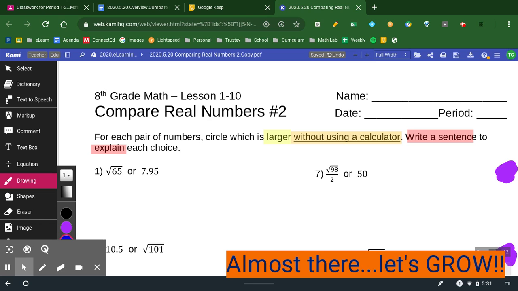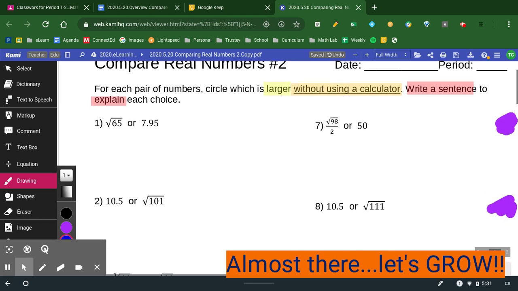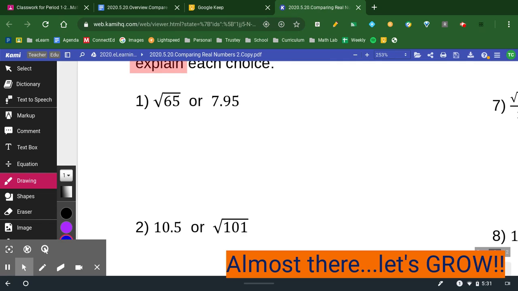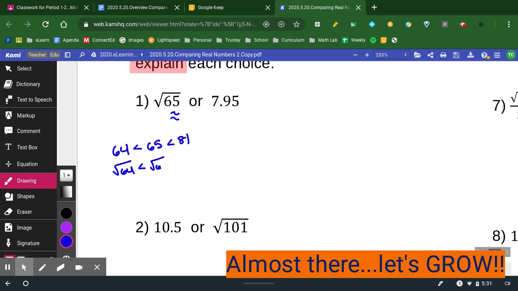So I'm going to go ahead and start with number 1, where we're trying to figure out which is larger, the square root of 65 or 7 95/100. Now, the first thing I'm going to do is come up with a reasonable estimate for the square root of 65. We know by now that 64 is less than 65, and 65 is less than 81. Why did we choose those numbers? Well, now we can simplify these two perfect squares. The square root of 64 is 8, and the square root of 81 is 9. So the square root of 65 is somewhere in between. It's going to be about 8 point something.